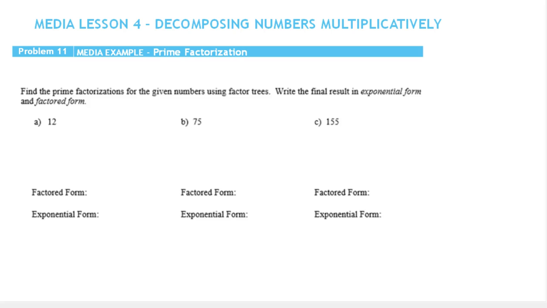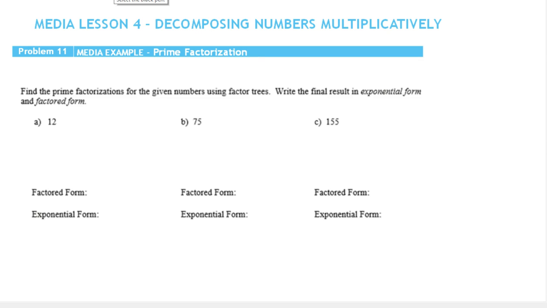In this example, we're going to learn to find the prime factorization of a number. So thus far, we've decomposed numbers multiplicatively by finding all of its factor pairs, and we've also learned to determine whether a number is prime or composite. Now our goal here is to keep factoring a number until all the resulting factors are prime numbers, and then write the number as a product of those primes.